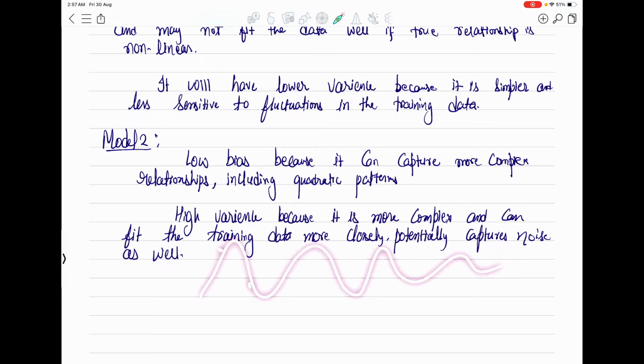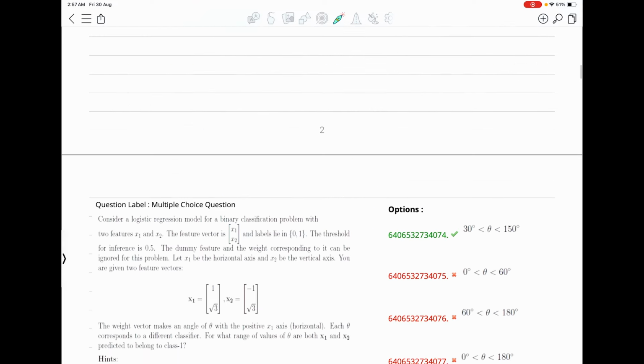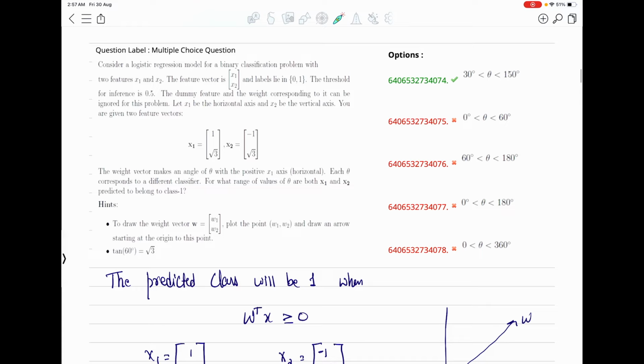Because this is a polynomial type, it will go through the data more closely, which means that if there is an outlier, it will be sensitive to it, right? So that's why it will have high variance and low bias. I hope you understand this.